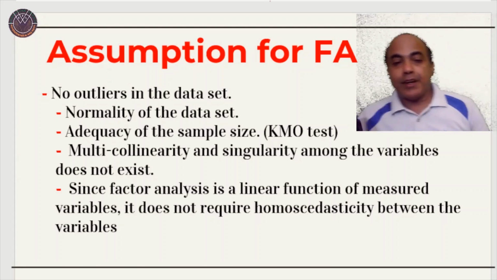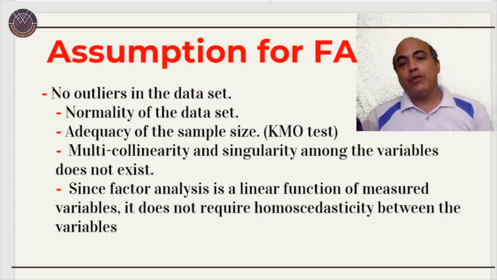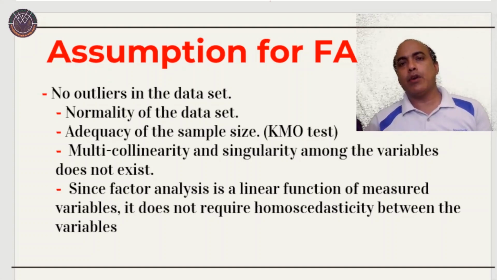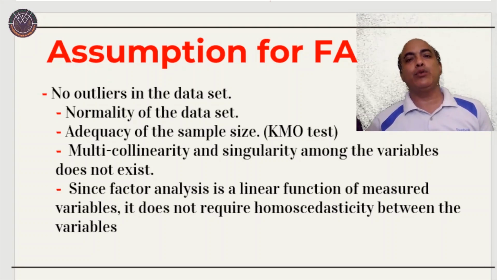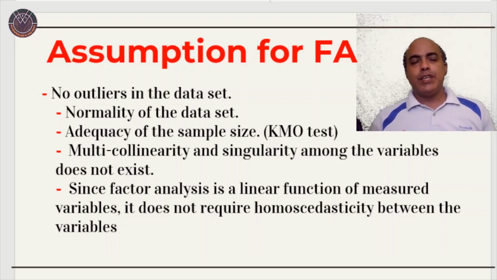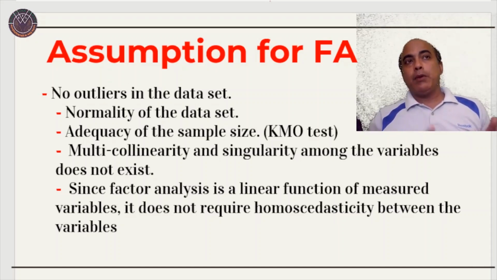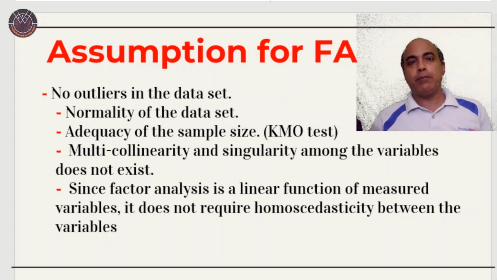The fourth assumption is that there should not be multicollinearity and there should not be singularity among the variables. I think I have already discussed this, but let me discuss it again. Multicollinearity means that all the variables, or all the items of the questionnaire, are related to each other, with some extent of correlation between each and every item. Then we cannot find different separate factors. So multicollinearity will be a problem.